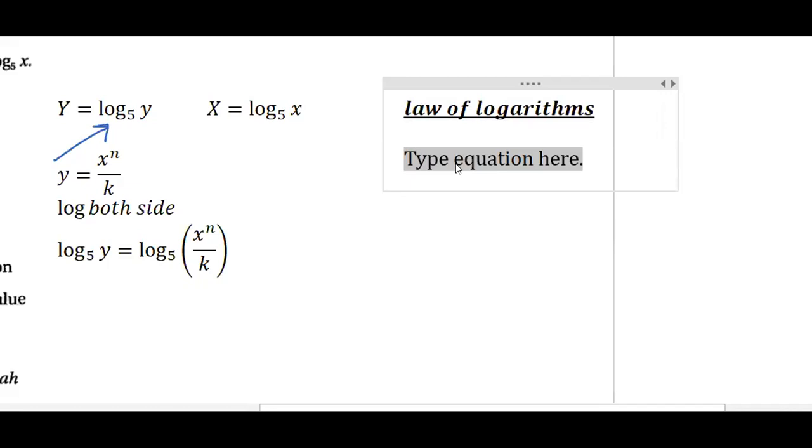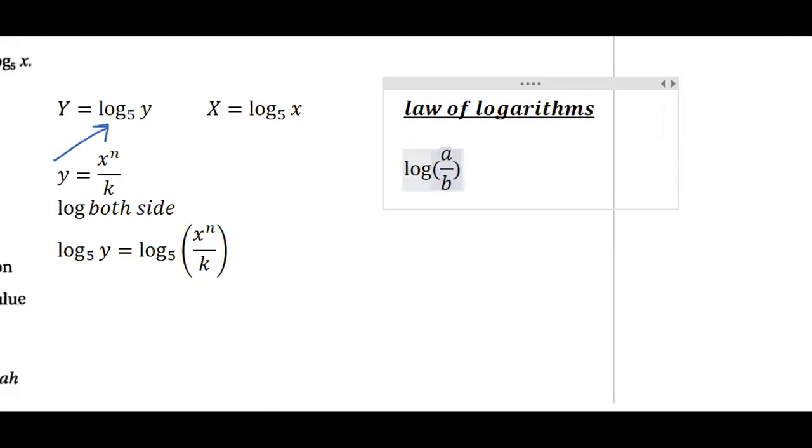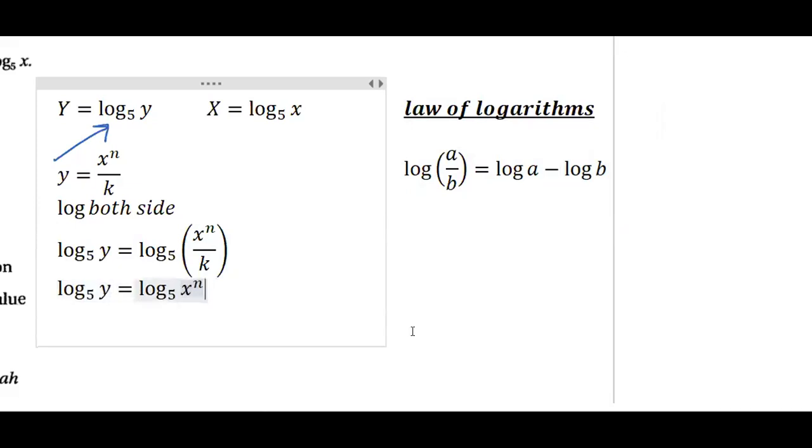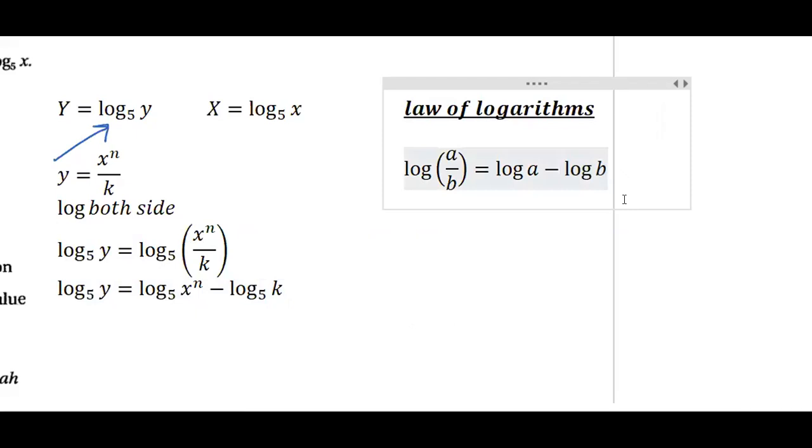Sama tak kalau bahagi jadi tolak? Ya, hampir sama lah. Log A bahagi B sama dengan apa? Log A minus log B. Ya, ini dia punya law. So kita bahagi. So log 5y is equals to log 5x power to n minus log 5k. Okay, bahagi jadi tolak. Then second law you will apply is power.